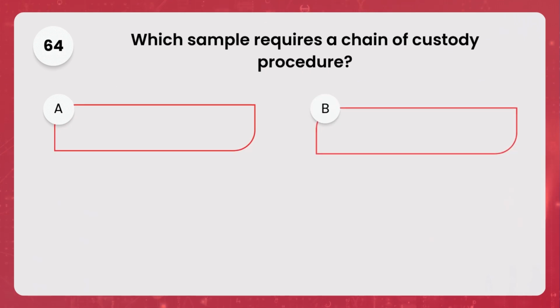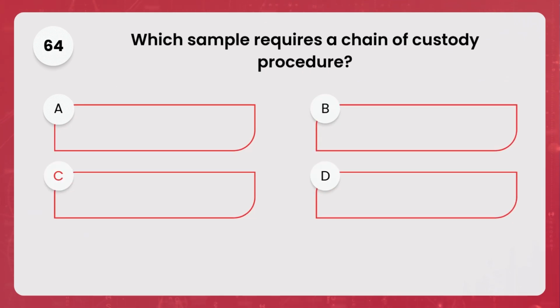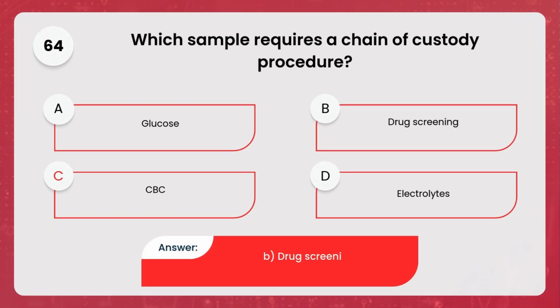Number 64. Which sample requires a chain of custody procedure? A. Glucose. B. Drug screening. C. CBC. Or D. Electrolytes. The answer is B. Drug screening.